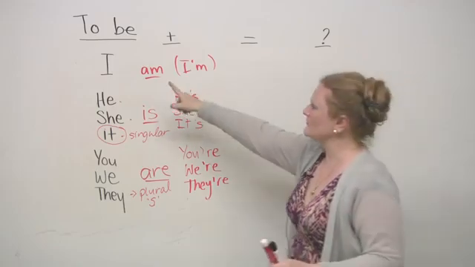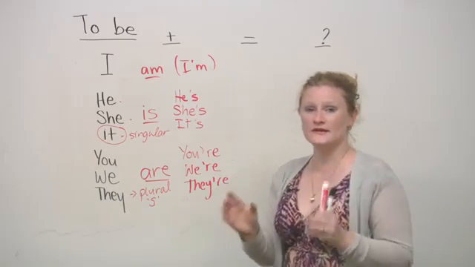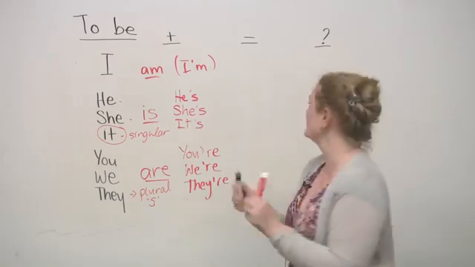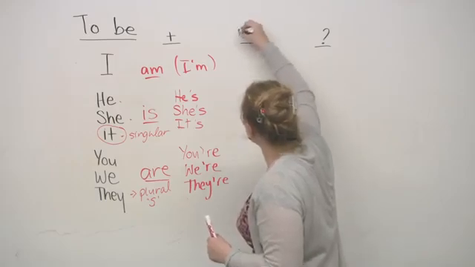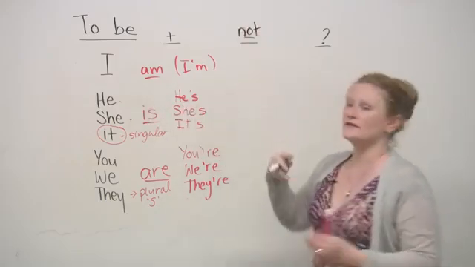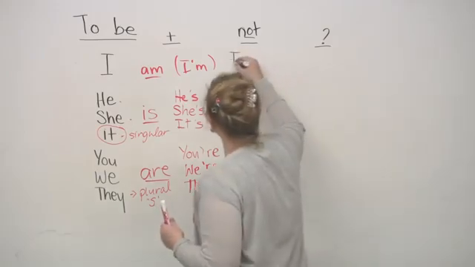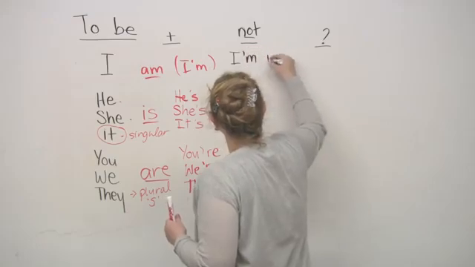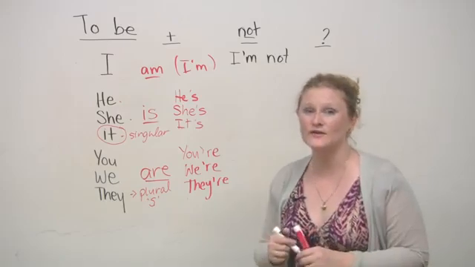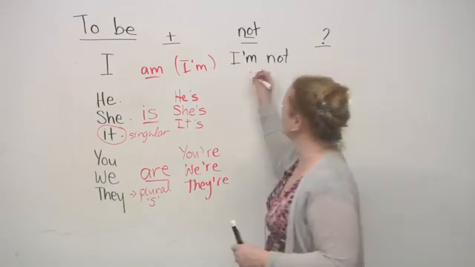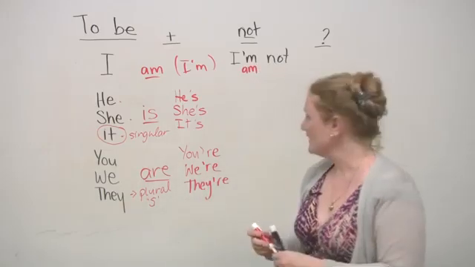So, positive is I am or I'm. What we're going to do with the negative is we're only going to add one word, and it is the same for all of the subjects. To make it negative, we put not. So for this one, we're going to write I'm not. Or you could say I am not. It doesn't matter. Normally, when we speak English, we would say I'm not.